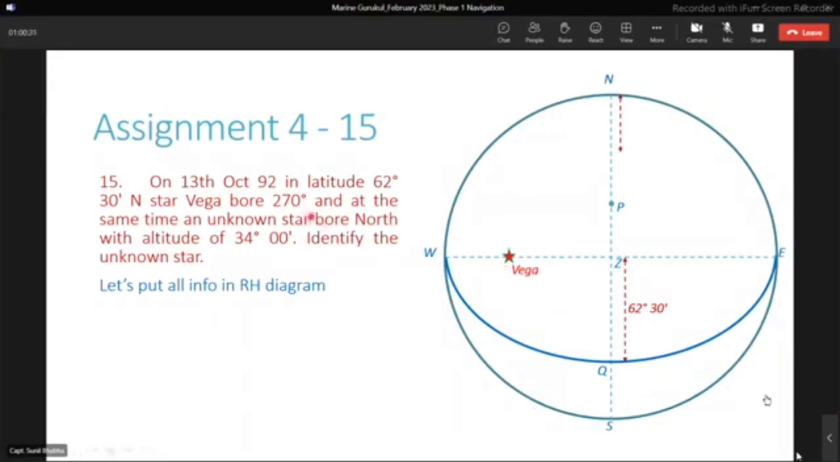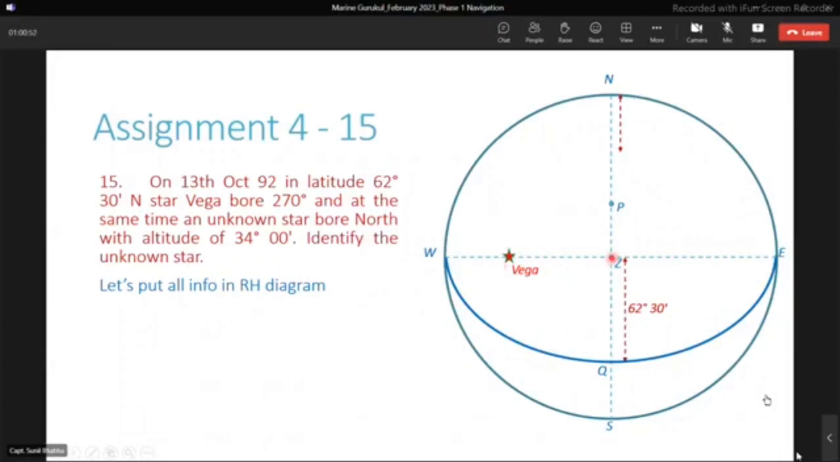Now the next information given in the question is that the unknown star bore north with an altitude of 34 degrees. At the same time when Vega was sighted, the unknown star was bearing north with the altitude of 34 degrees.